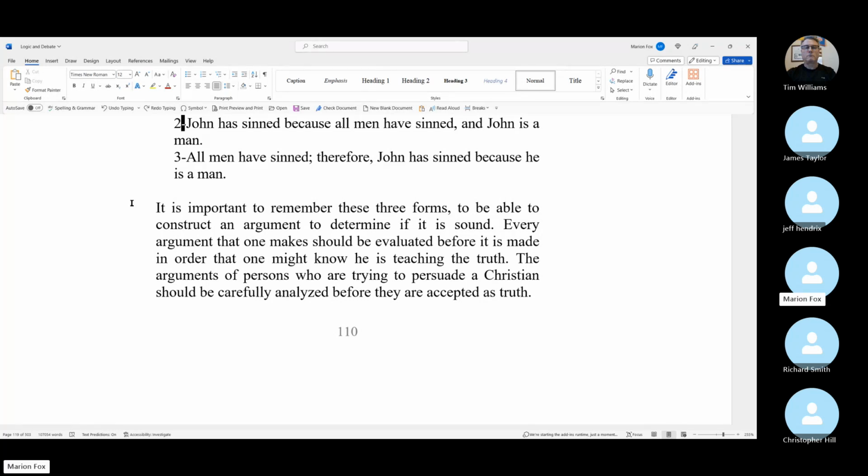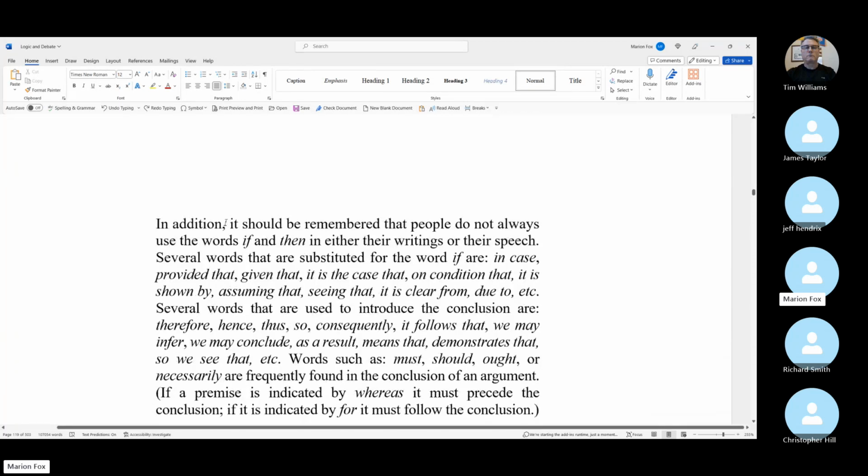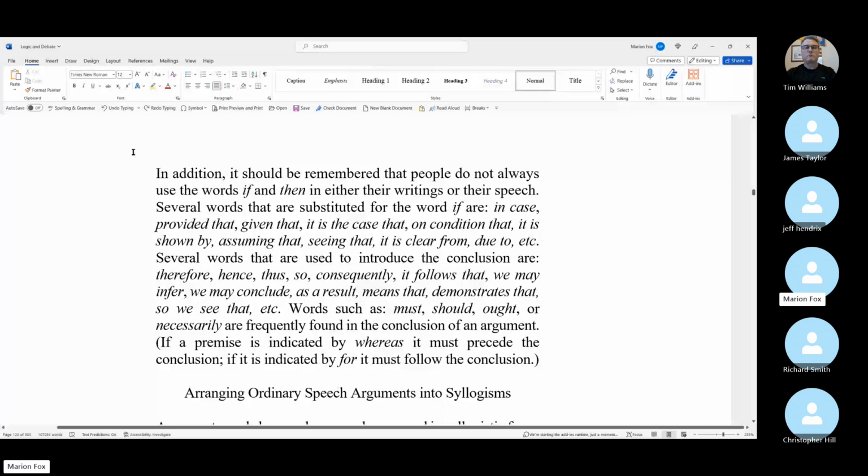Use this to determine and make sure you're teaching the truth. Every argument that one makes should be evaluated before it's made. Arguments a person is trying to persuade you of should be carefully analyzed before you accept them as truth. Look them over carefully. Don't just swallow something. Think about it and work it out. In addition, you should remember that people don't always use the words if and then in the writings or in their speech, so they don't word things in syllogistic forms.